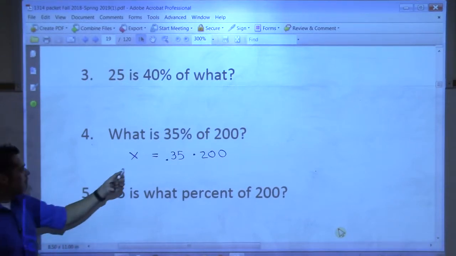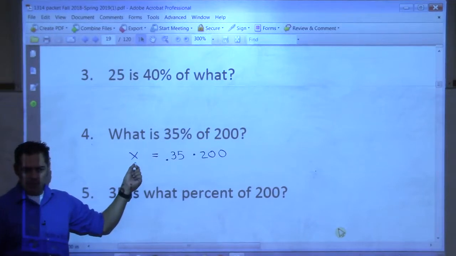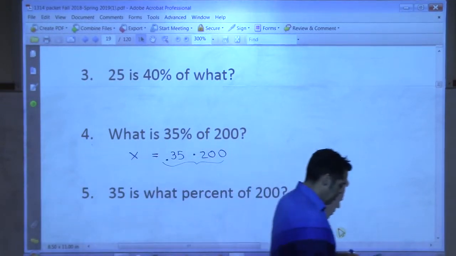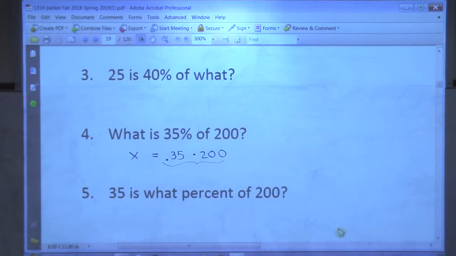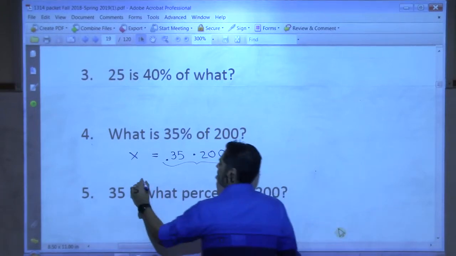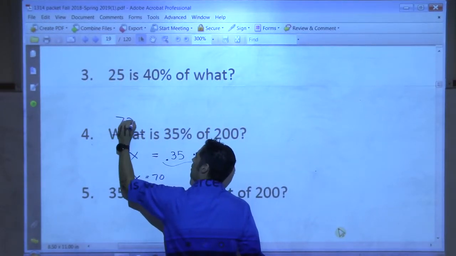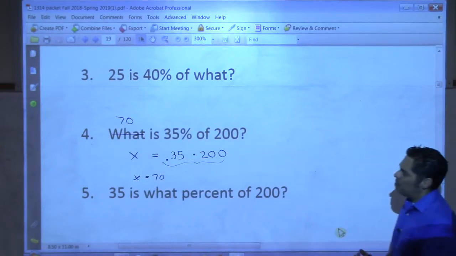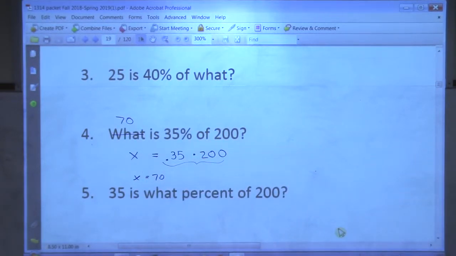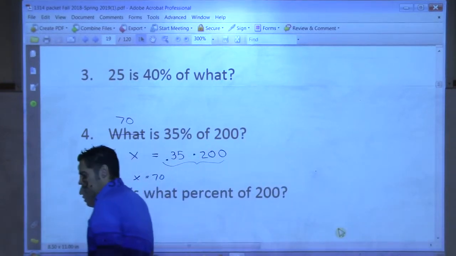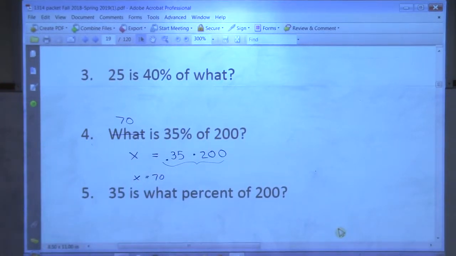And now to solve for x, it's already solved for x, isn't it? All we have to do is carry out that multiplication on our calculators. So 0.35 times 200 is 70. And so if we scratch out "what" and put 70 here, 70 is 35% of 200. Again, you think through that. Depending on how comfortable you are with percentages, that does make sense.